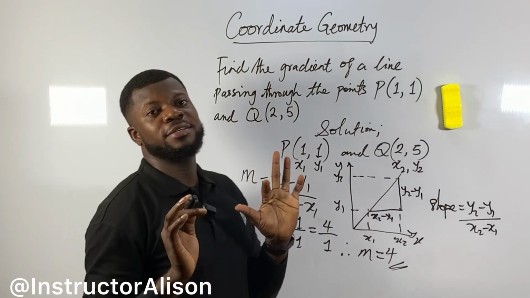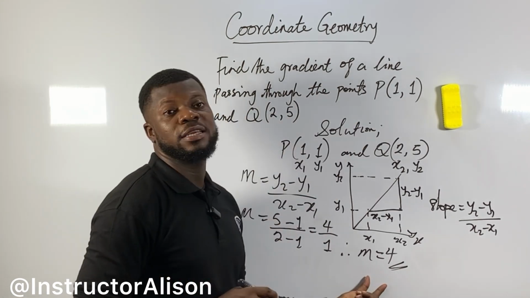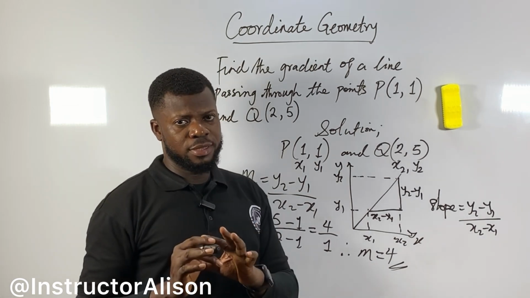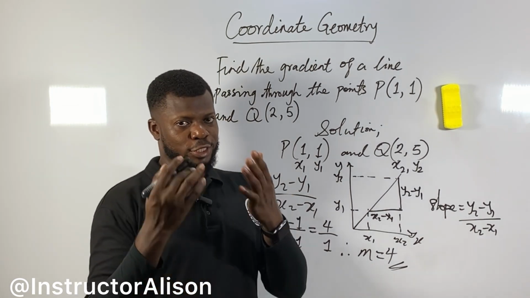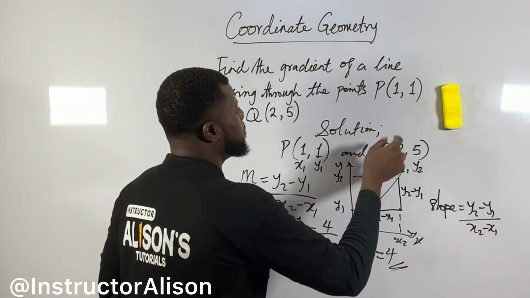The gradient of the line passing through these points is 4. It's simple, right? Make it not be that the teacher taught you well and you understood but the teacher did not give you classwork. Now, see your own: find the gradient.